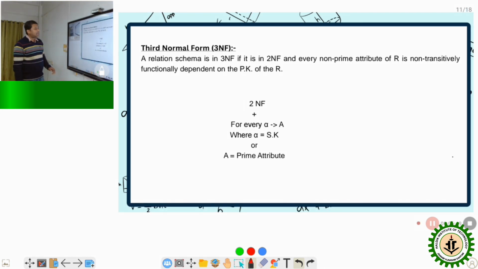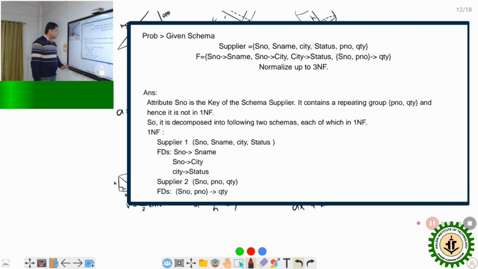Next comes third normal form. A relation schema is in 3NF if it is in 2NF and also every non-prime attribute of relation R is non-transitively functionally dependent on the primary key of that relation R. So it must be in 2NF plus every non-prime attribute of relation R is non-transitively functionally dependent on the primary key of R. So we will take an example for this kind of schema, the supplier table.